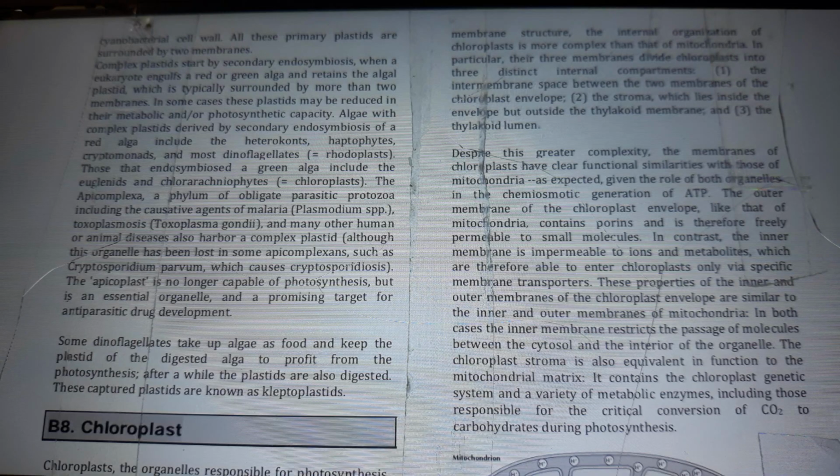Complex plastids start by secondary endosymbiosis, when a eukaryote engulfs a red or green algae and retains the algal plastid, which is typically surrounded by more than two membranes. In some cases, the plastids may be reduced in their metabolic and/or photosynthetic capacity.